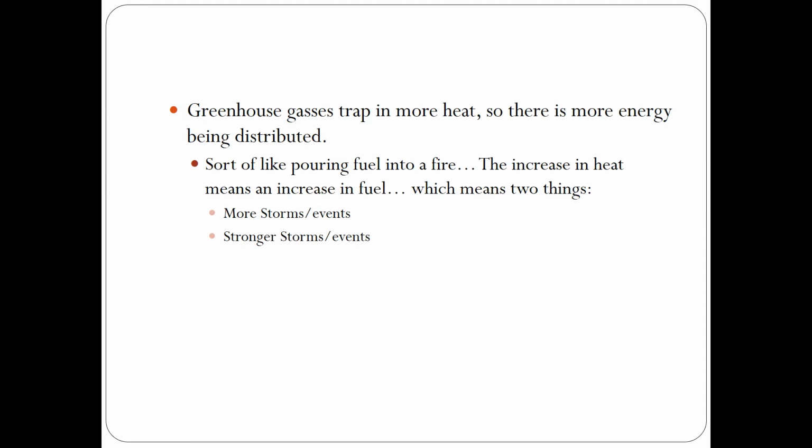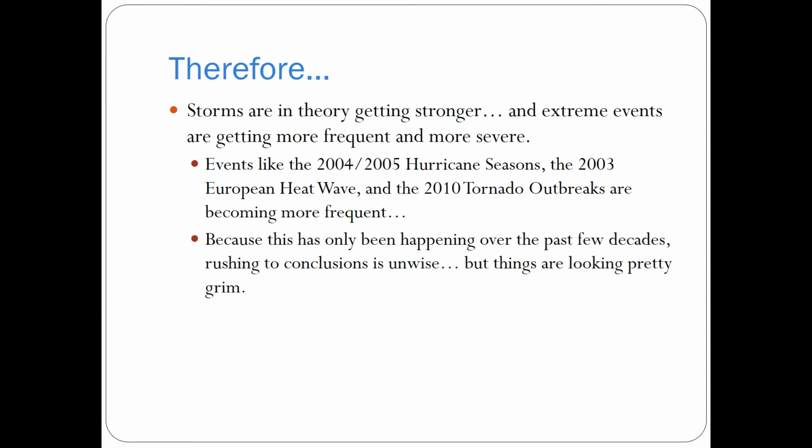Now, what is for sure changing because of climate change? Well, we have noticed stronger hurricanes. We have noticed more heat waves. We have noticed more tornado outbreaks. And they're becoming more frequent.